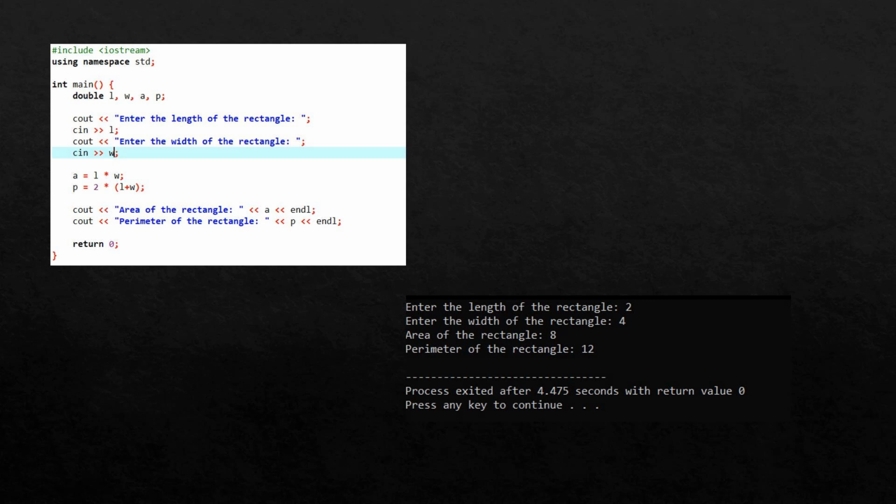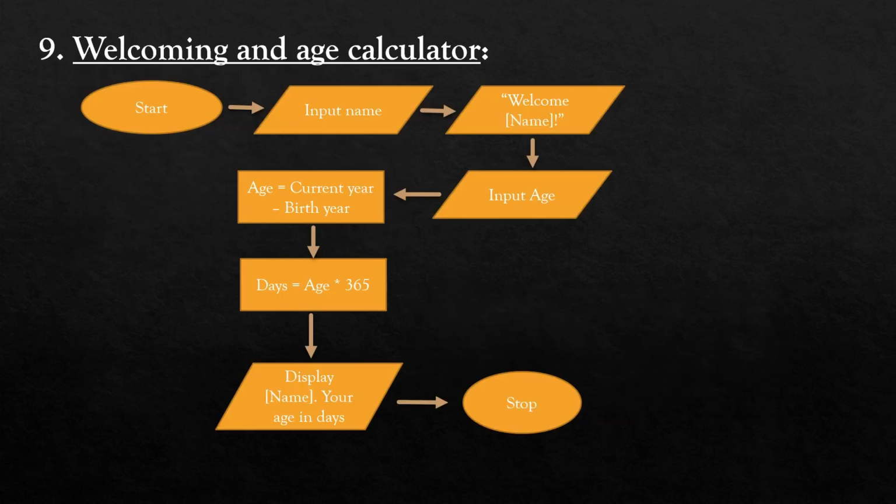So now let's create a program that welcomes the user by name and calculates their age in days. This is the most interesting program. Genuinely love this type of programs. So first we will make a flowchart, obviously, start and end in oval, input output in parallelogram, and process in the rectangular shape.